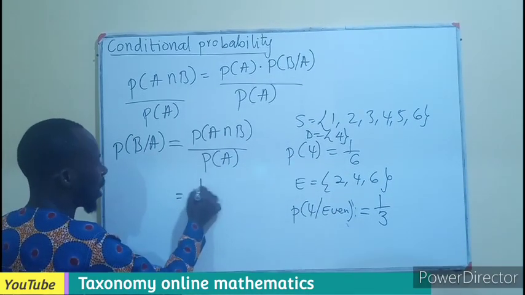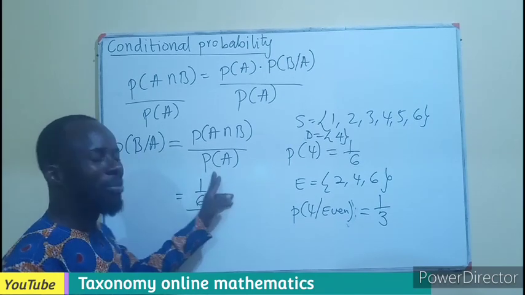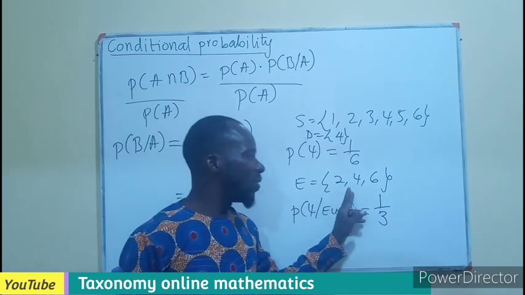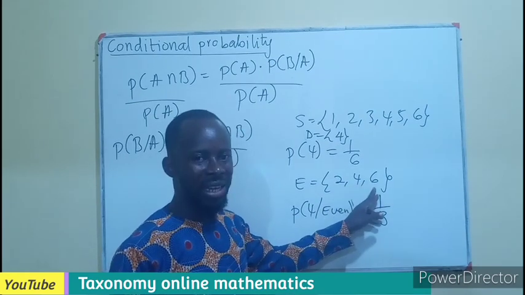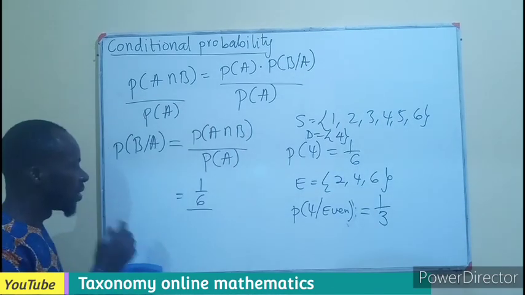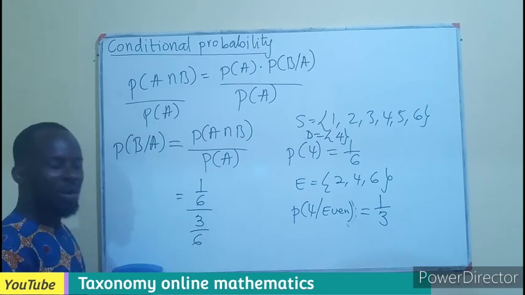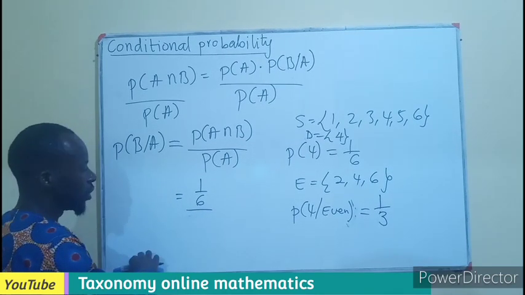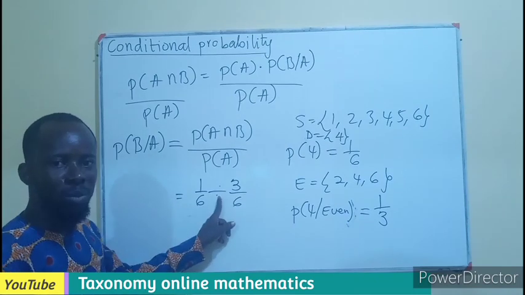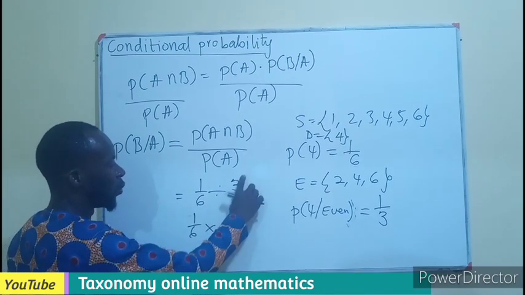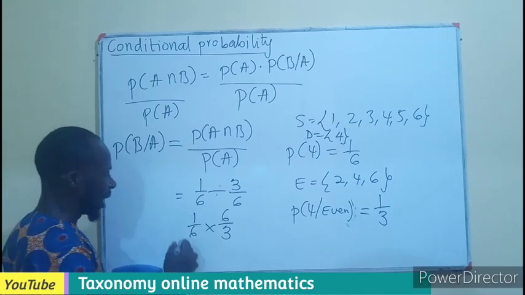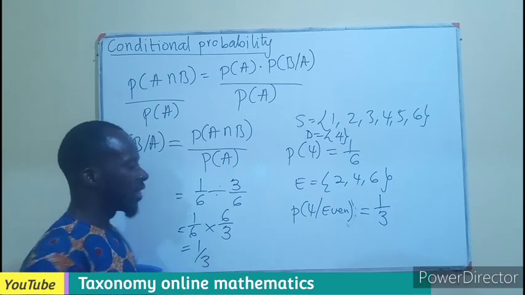So the intersection becomes 1 out of 6 divided by the probability of what? A, which is the probability of even numbers. And the even numbers are 2, 4, 6: 3 selections out of what? 6. So this is going to be 3 divided by 6, which we can change to a double division, 1 out of 6 divided by 3 out of 6. We change this to multiplication: 1 out of 6 times, we flip the fraction, 6 out of 3. And with cancellation, we get 1 out of 3, as we had before.